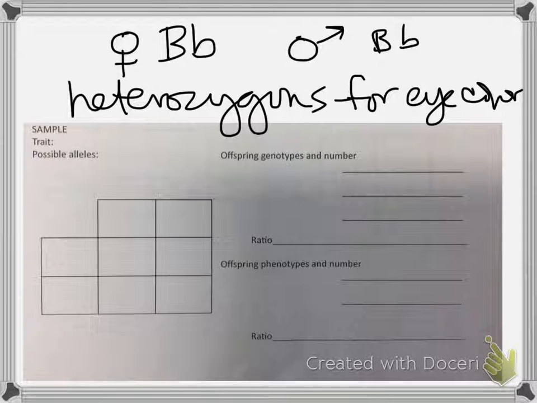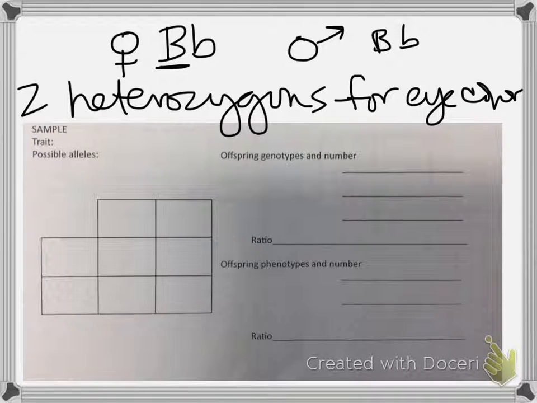If I said big B, I didn't mean to. I meant to make them both heterozygous. So both are heterozygous for eye color, two heterozygous parents. That's their genotype. Would these parents have the dominant phenotype or the recessive? They would have the dominant because they've got one dominant gene. And as long as you've got one dominant gene, it hides the recessive. So the effect of the recessive is hidden by the dominant gene.